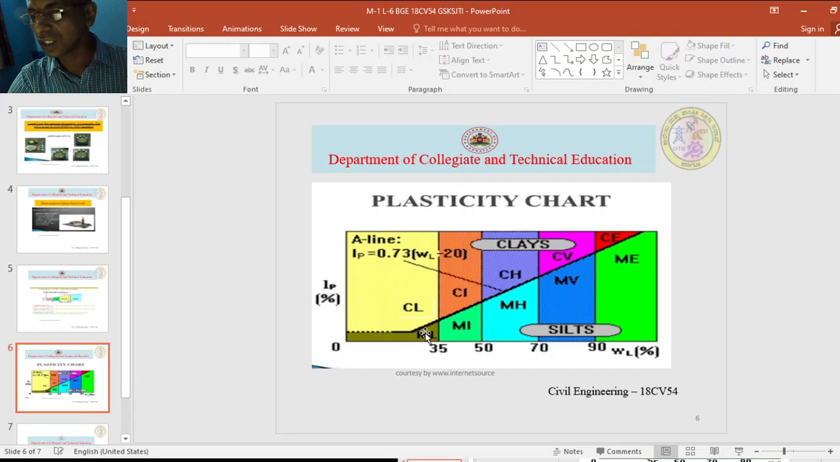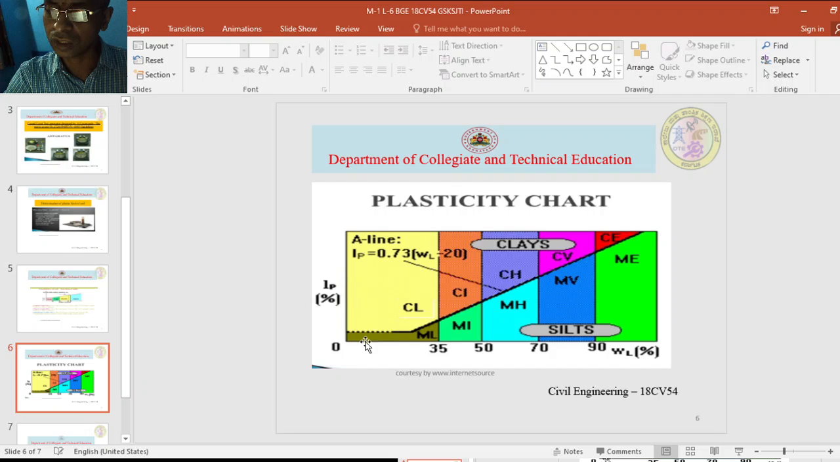Now the A line can be plotted. It starts at 20, because anything with a liquid limit less than 20 does not have a plastic limit, or if you get a plastic limit, we will say that it is a non-plastic soil. One more coordinate is required to plot this line. To get that coordinate, we use the formula 0.73 (WL minus 20). WL is your liquid limit value, which you obtain from the Casagrande method.